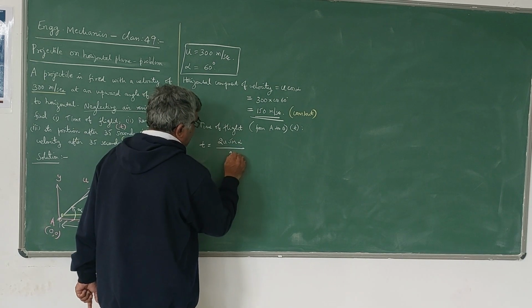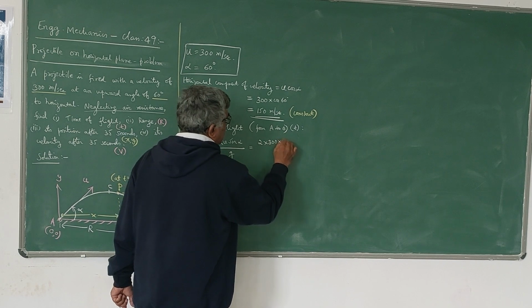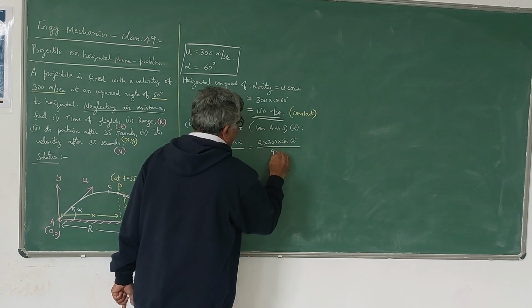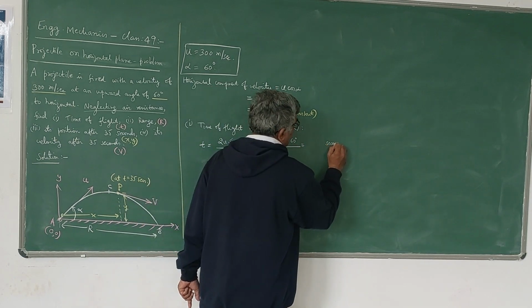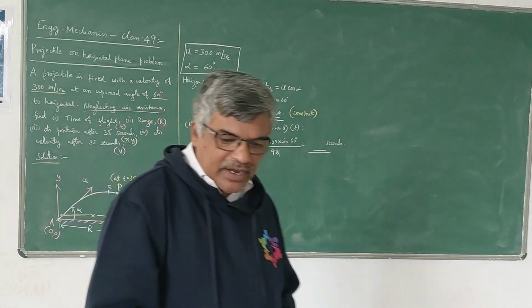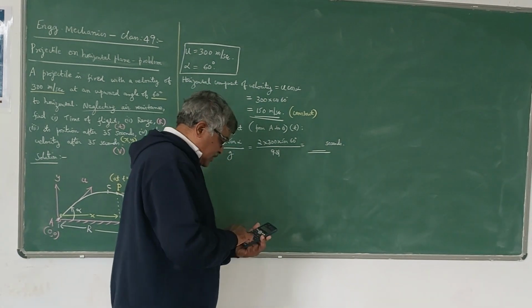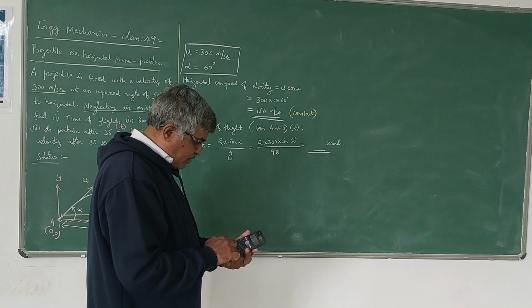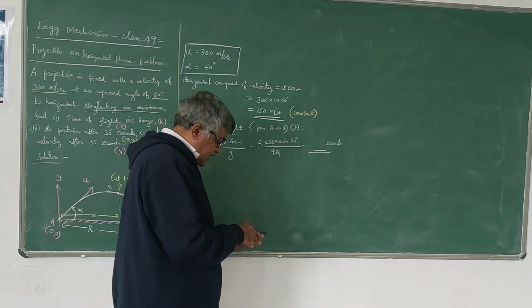Let's substitute the values now. 2 into 300 into sin 60 degrees divided by 9.81. So this comes out to be in seconds. Let us see what the value is. 600 into sin 60 divided by 9.81. The answer is 52.97.